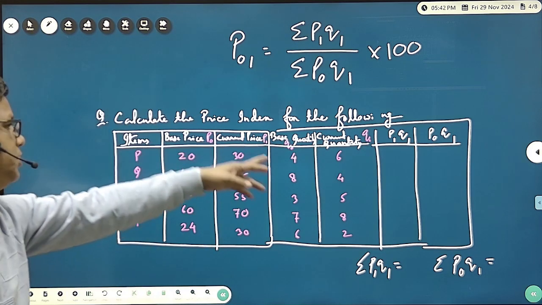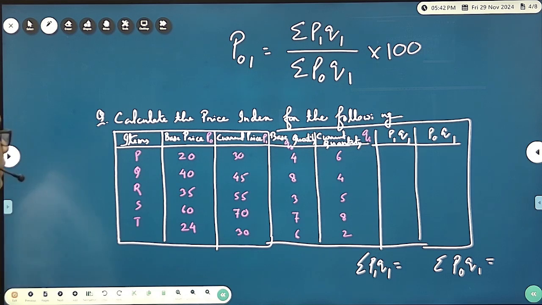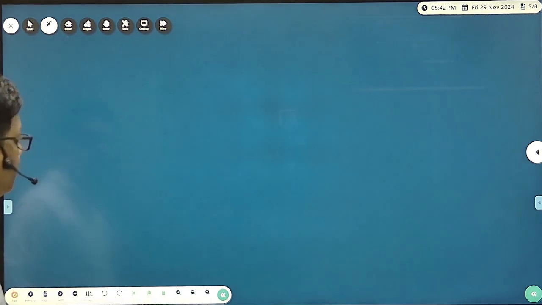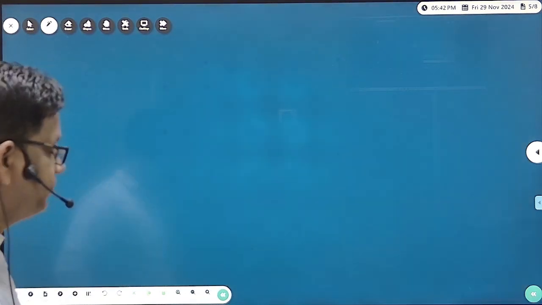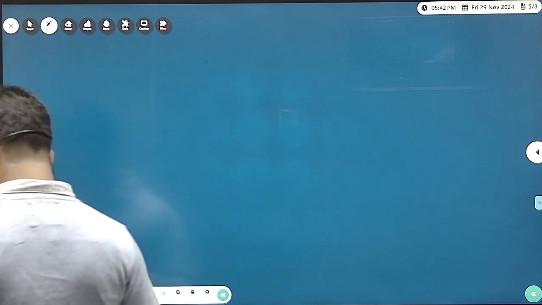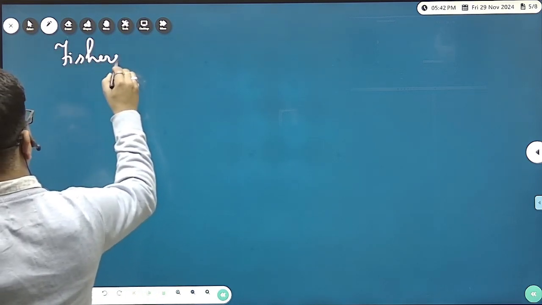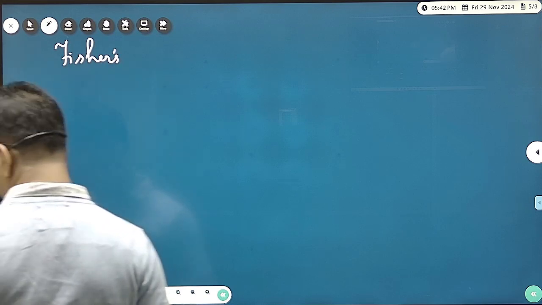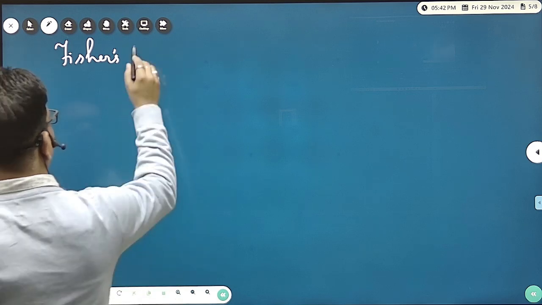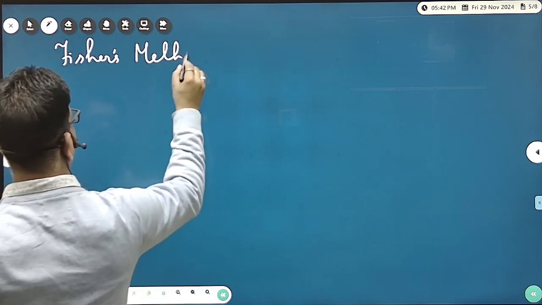The formula is that you just have to multiply P1 Q1 and P0 Q0 and take their aggregate total, right? Now I am writing another method of calculating. See, sometimes the method is also mentioned. Use this particular method to find the price index. You can do it by any method.